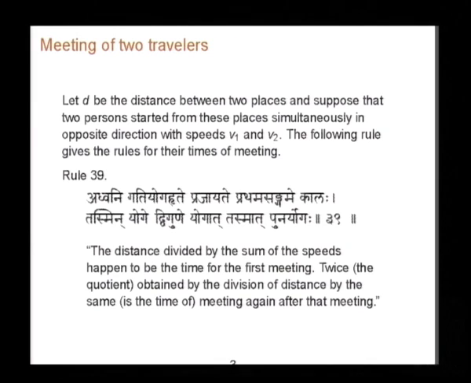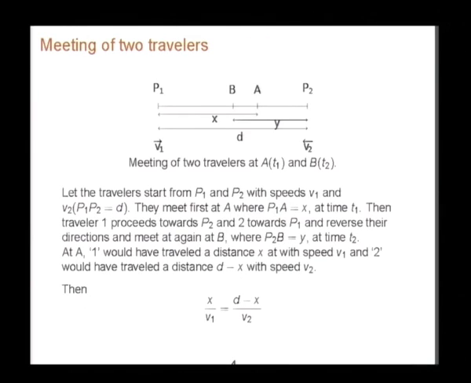Tasmin yoge dvigune yogat tasmat punar yogaha. And they are meeting again, the second meeting. It is illustrated in this figure. One person is starting from here, the other person from here. He is traveling with speed v1, this person with speed v2. Let us say they meet here first, at distance x. This fellow travels distance x with speed v1, so x by v1, which must equal (d minus x) by v2.